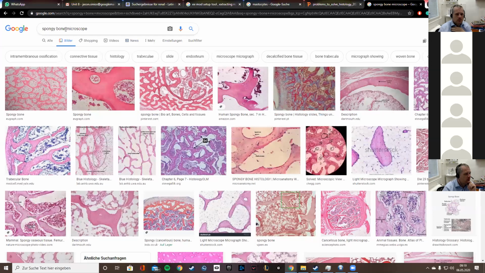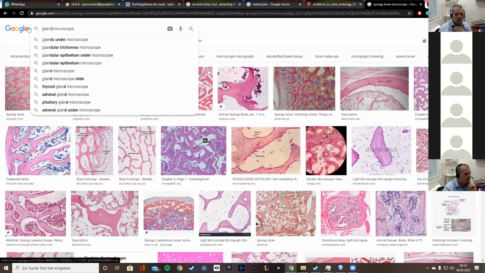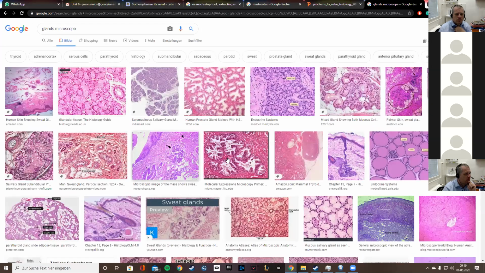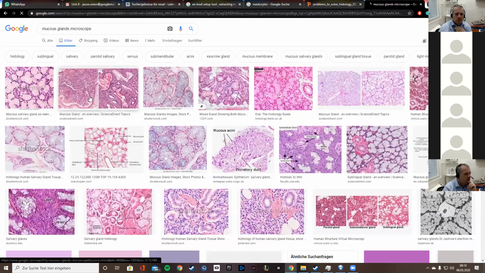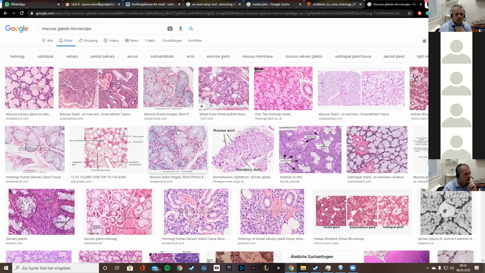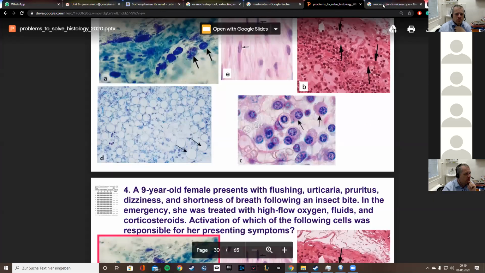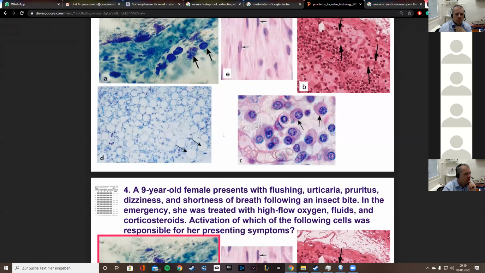What was the other one? Glands? And this one, the C. Maybe look for mucous glands. No, it's fat, adipose tissue. No, I think it's different. Adipose tissue. Probably, yeah. C is granulocytes. Isn't it? Yes, right.